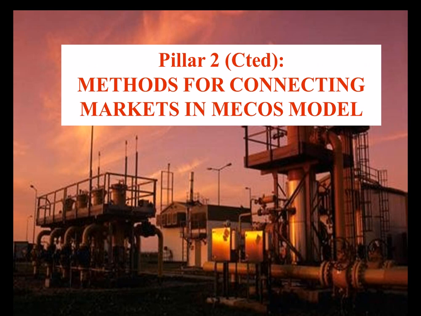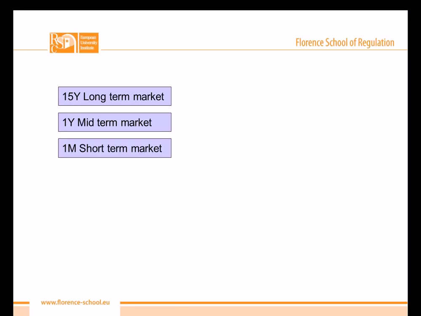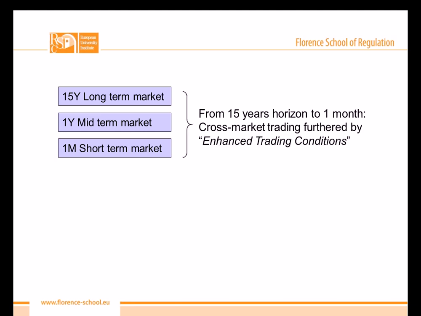This second pillar will continue with methods to connect markets. I did say markets and not market, because gas is traded on several different markets: 15 years long, a really long term, 1 year long, let's call it midterm, 1 month long, short term. It's easy to understand that due to the different date of delivery, we have different markets, and of course we will get different prices, different contracts. For all of this, 15 years to 1 month, trading across all European markets should be facilitated by the enhanced trading conditions, the harmonization we have just seen, harmonization which is today conceived by the duo ACER and ENTSOG.